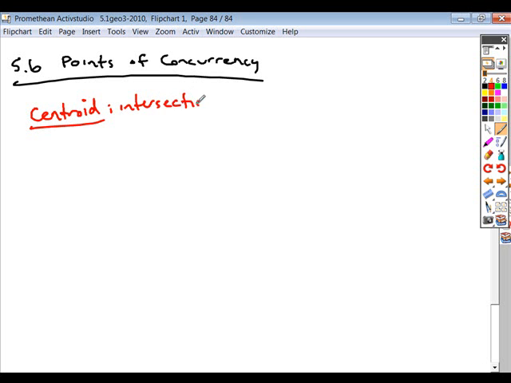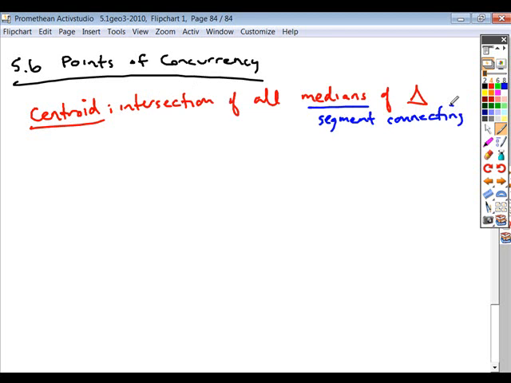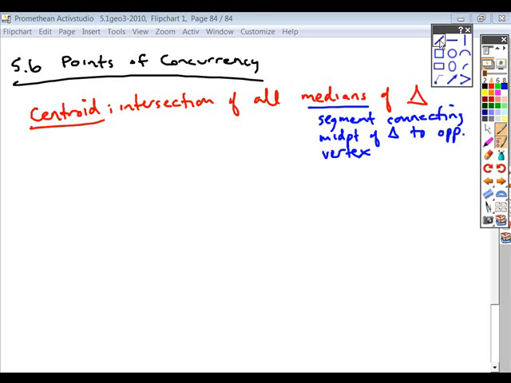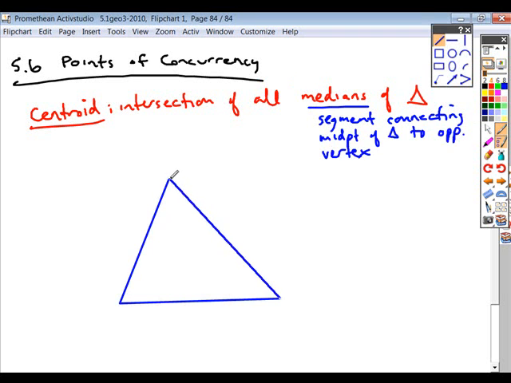Centroid is the intersection of all three medians of a triangle. Okay, so again, a median is a segment that does what? It connects the midpoint of a triangle to the opposite vertex. Okay, so what construction would we use to find the centroid?